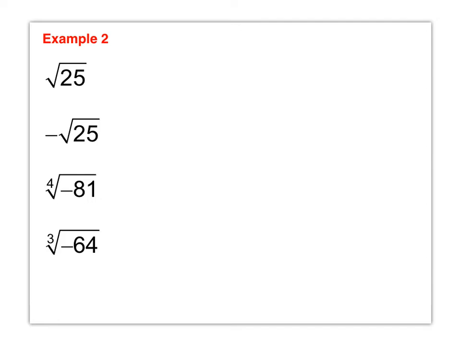Let's look at these examples. The square root of 25. The square root of 25 is equal to 5 because we can write 25 as 5 squared.